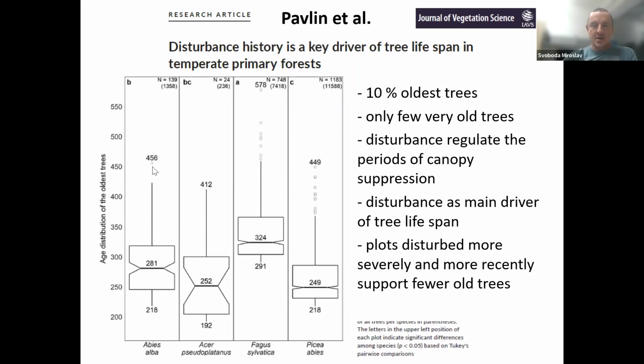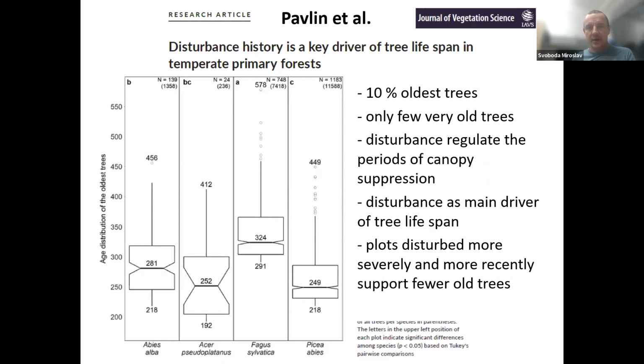They are very rare, and the majority of those trees are old from a forest management perspective, but they are not as old as one would expect trees to get in a primary forest. And we can, of course, discuss why and what's the reason behind that. Also, we tested for the effect of environment. We didn't find any effect of temperature or precipitation across these Carpathian and Balkan sites.